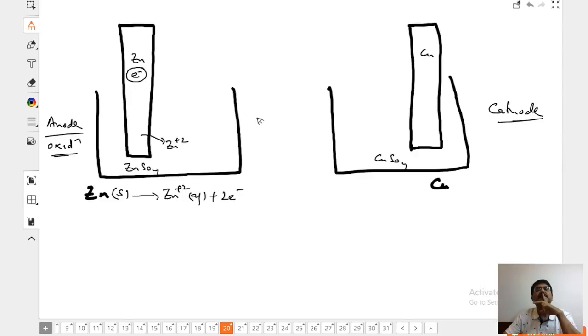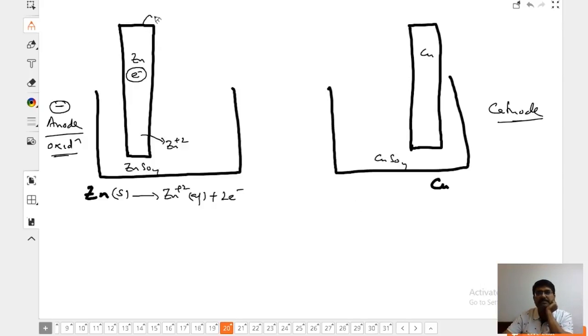Do you understand this? This is zinc. It has lost electrons. Electrons will stay on the metal, while the zinc ions will be pushed out into the solution. They will be falling. Is this clear? Now, do you understand why the anode is given a minus sign in an electrochemical cell?